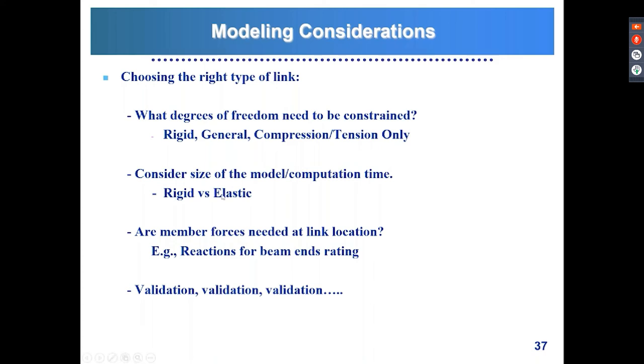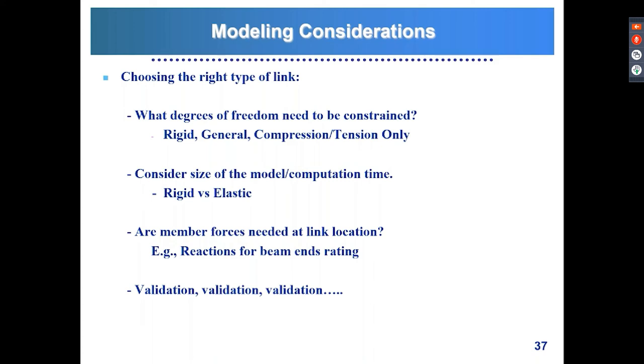The other thing you want to consider is whether you need member forces at the location of a link or not. Whether it's a special configuration like the tie-down system that we had, or you have a beam where you need the reactions because you're doing beam rating. If that's the case, then you're essentially going with an elastic link, which is the link that will give you member forces.